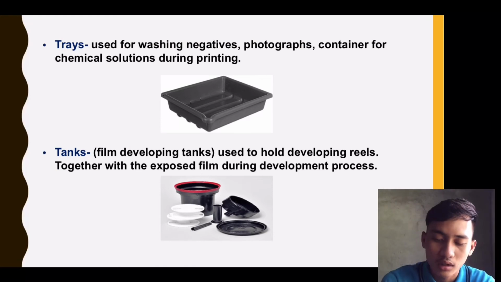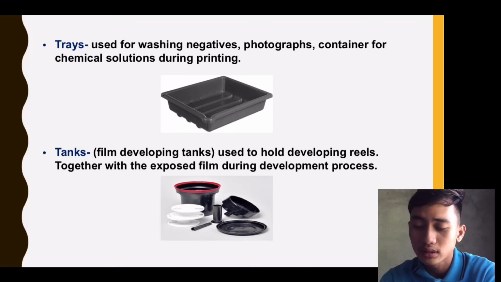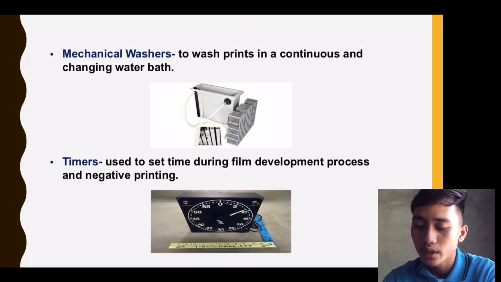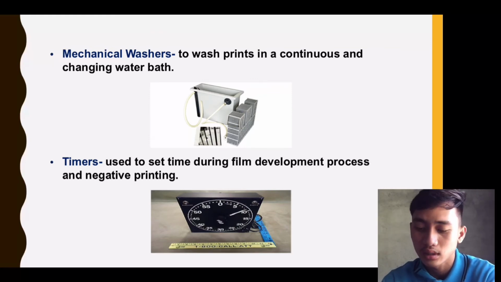Number 3. Trays. Used for washing negative photographs and as containers for chemicals during printing. Number 4. Tanks. Film developing tanks. Used to hold developing reels together with the exposed film during the developing process. Number 5. Mechanical washer to wash prints in a continuous and changing water bath. Number 6. Timer used to set time during film development process and negative printing.